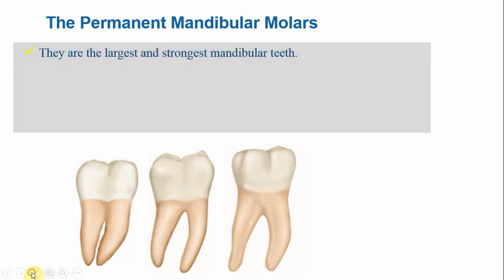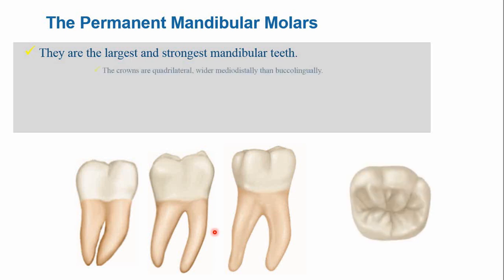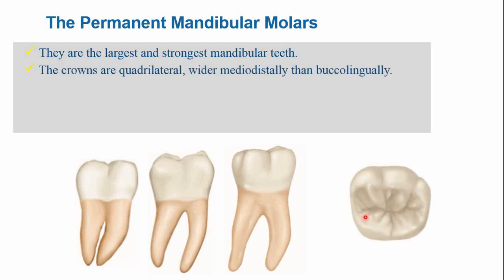The permanent mandibular molars are the largest and strongest teeth in the mandibular arch. This is due to the bulk of their crowns and roots, and also to the presence of two roots, mesial and distal, widely separated and broad buccolingually, which provide extra anchorage for this tooth in the alveolar bone. Their crowns are quadrilateral, being wider mesiodistally than buccolingually, which is the opposite situation for the maxillary molars.